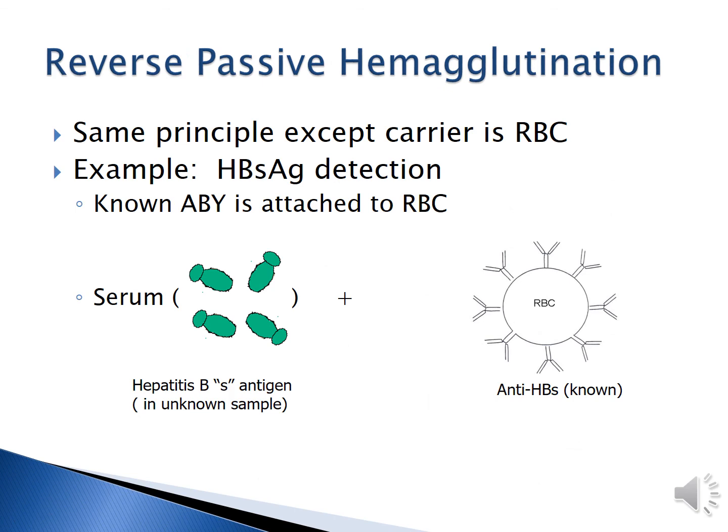And of course, we can't have reverse passive agglutination without reverse passive hemagglutination. So, very same principle, except the carrier particle is an RBC. Typically, we'll use this hemagglutination to detect hepatitis B surface antigen in patients.